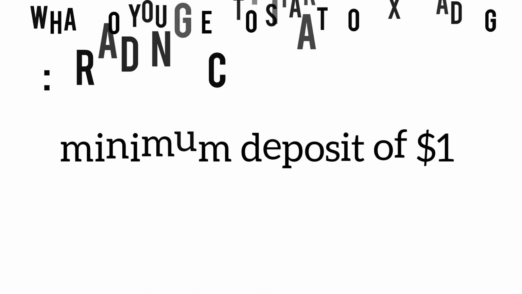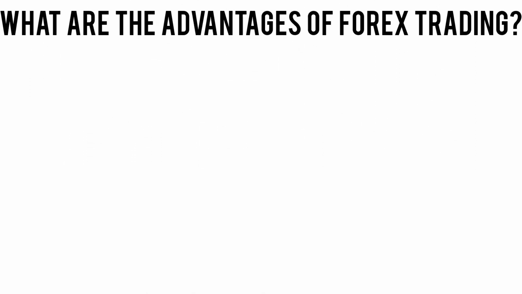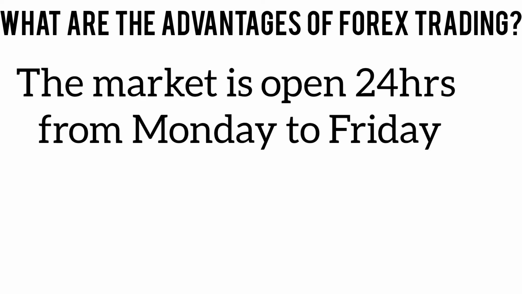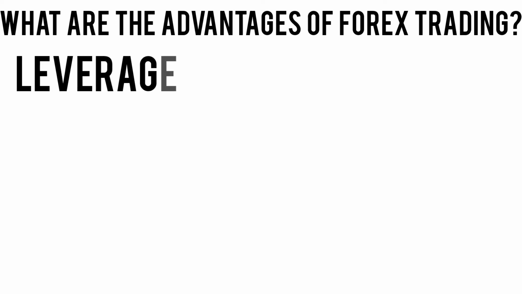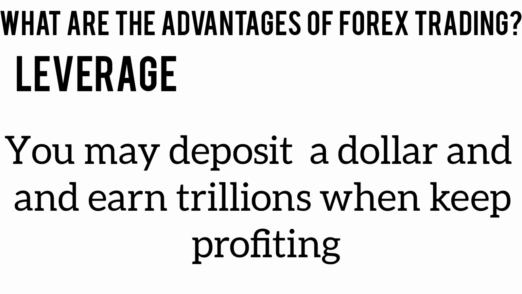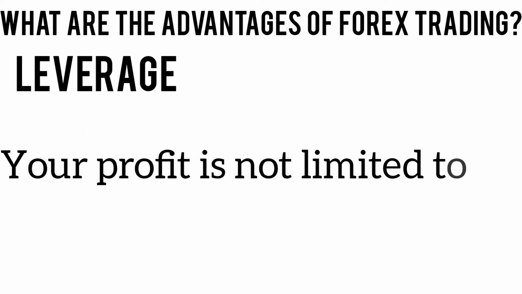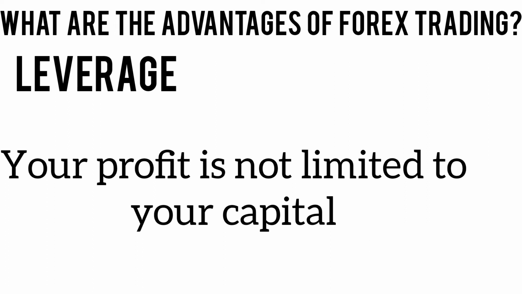You might need to know what the advantages of forex trading are. The first advantage is you can trade 5 days a week, 24 hours per day. That is, the market is open 24 hours from Monday to Friday. Another advantage is you can use leverage. The brokers have a thing called leverage. With leverage, you may deposit $1 and you might make up to $1,000. So that is about leverage.